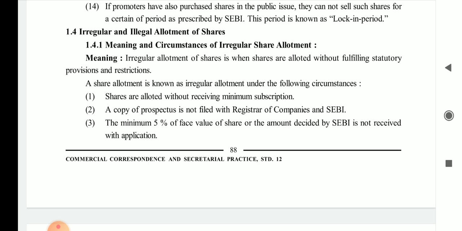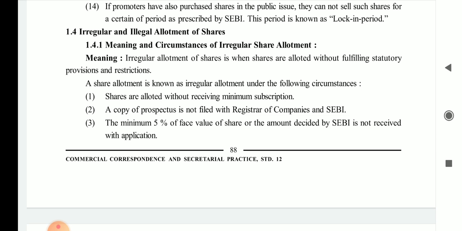See, whatever allotment is done without fulfilling the statutory provision as well as restriction, that is known as the irregular allotment. A short and simple definition: without fulfilling the statutory provision and restriction, whatever allotment is done, that is known as the irregular allotment.